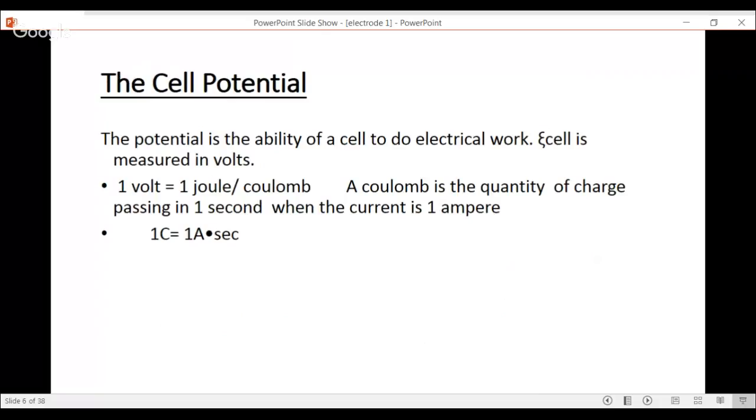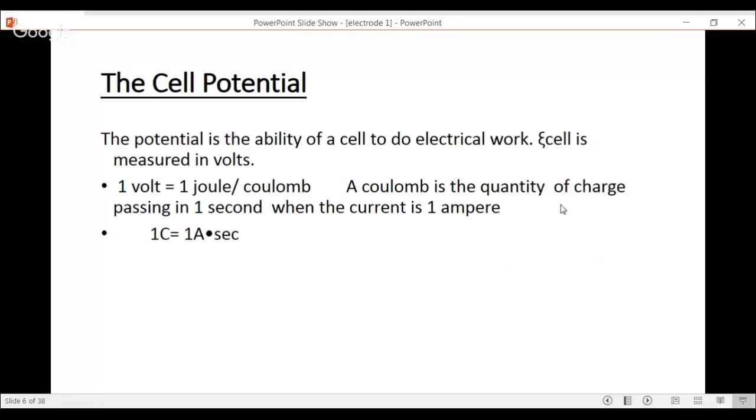The cell potential is the ability of a cell to do electrical work. Okay, cell potential is measured in volts. 1 volt is 1 joule per coulomb. Please remember this. These are all very important parameters for us, because later on we have to look at it. When we put RT by NF, we have to use R in joules, and F is in coulombs, therefore the unit will be volts. That is why it is coming in that. In the Nernst equation, E is equal to E0 minus RT by NF. R has to be in joules.